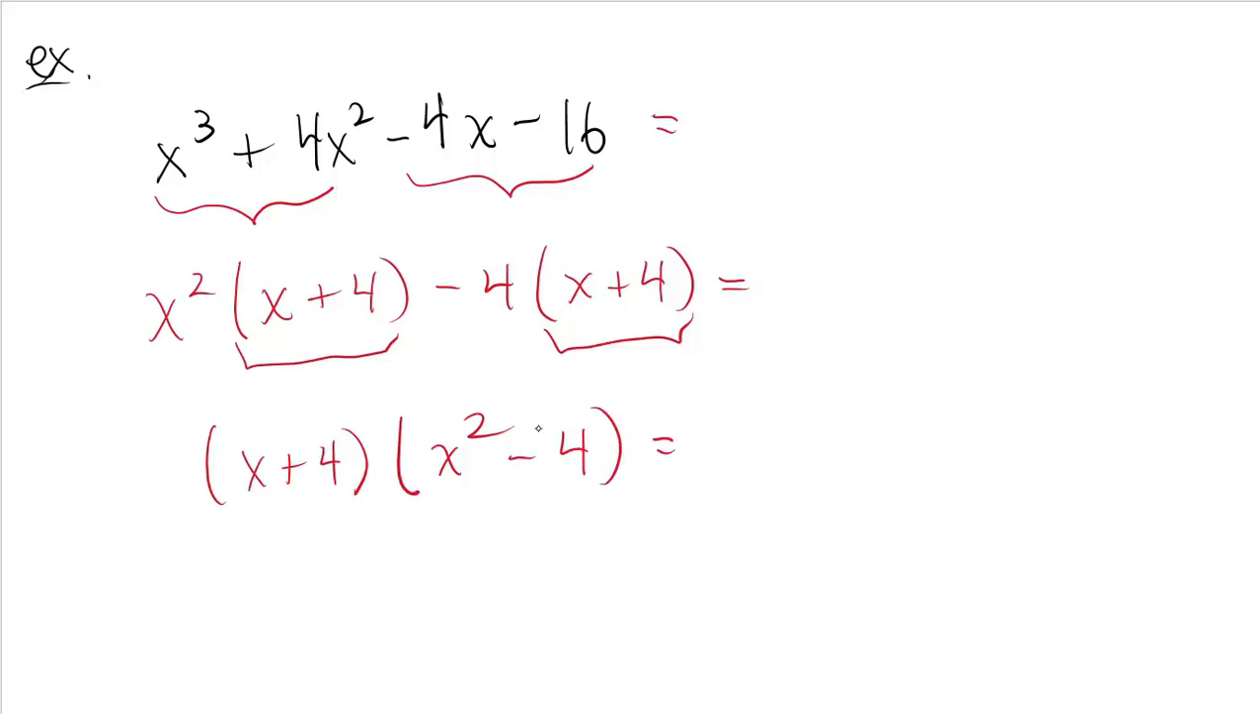And now that's a difference of squares. That's that a squared minus b squared form that we saw on the last page. That factors to a plus b, a minus b. See if you can break that down on your own.